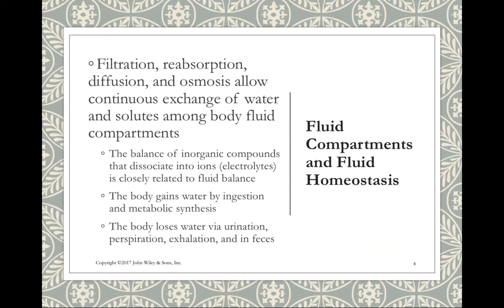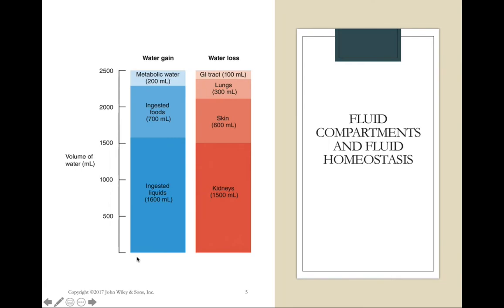Now, when considering fluids' location inside the body, we have to consider how the body gains water and also how the body loses water. And these are two very important factors that we need to take into account in this chapter. Specifically, the body is going to gain water by ingestion of food and fluid, as well as by the synthesis of water metabolically. And the body is going to lose water through urination, defecation, exhalation, and perspiration. We're going to see these worked out here on this slide.